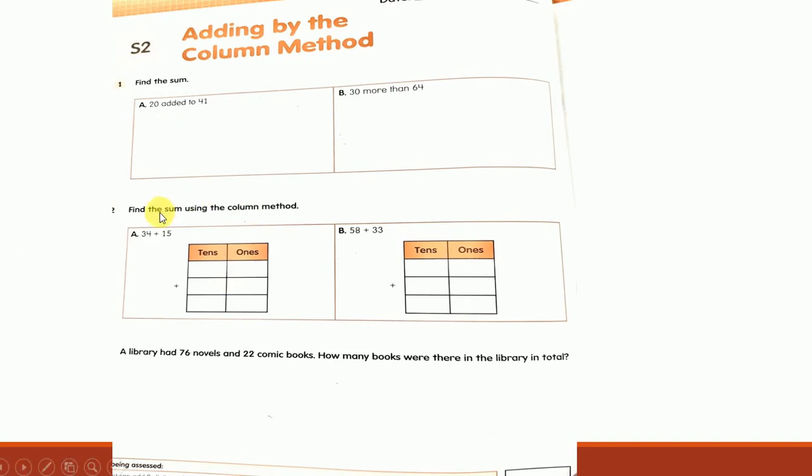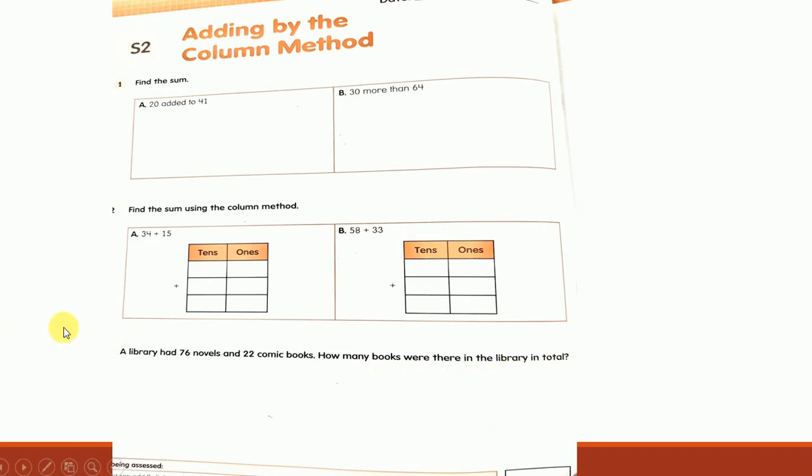This is question number 2, find the sum using the column method. A and B both you have to do using the column method. The last question is a story problem. It is given a library had 76 novels and 22 comic books. How many books were there in the library in total? You are going to find it here.